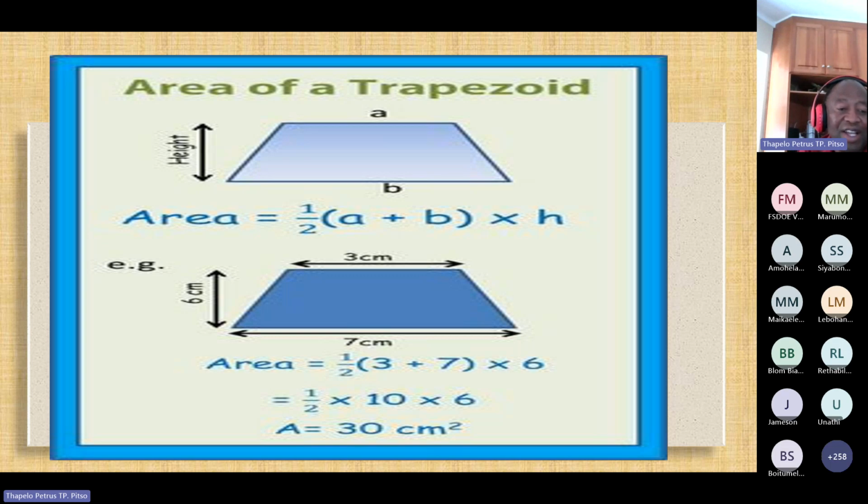In this case, your height is 6 centimeters, your A is 3 centimeters, your B is 7 centimeters. Therefore, 3 plus 7. And half of 3 plus 7 is 10, and half of it is your 5, and 5 by 6 will give you 30.